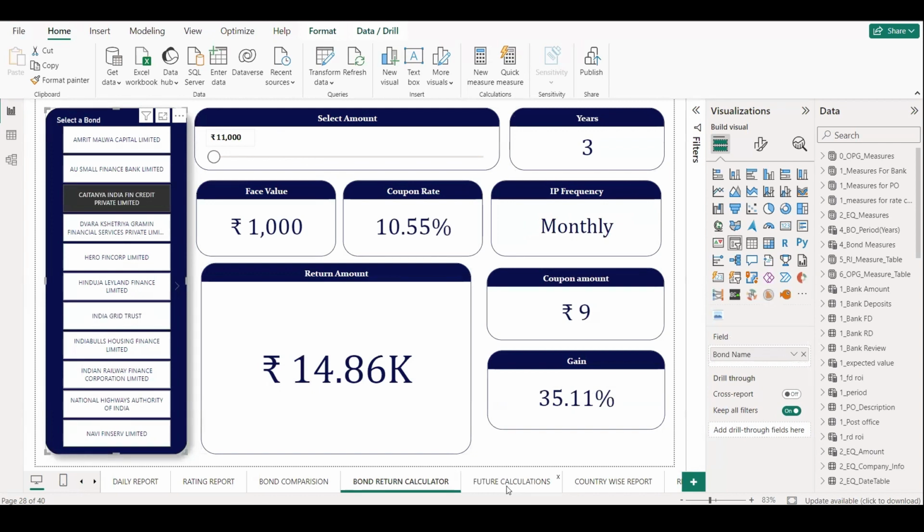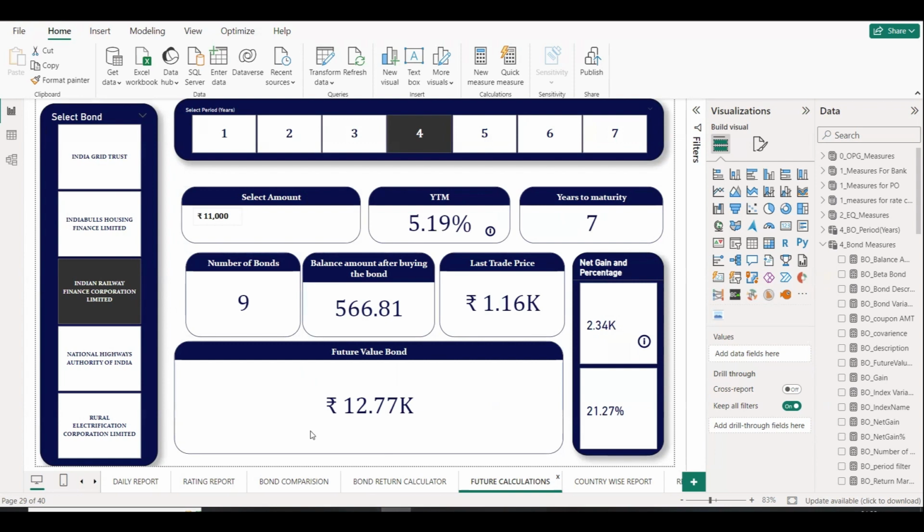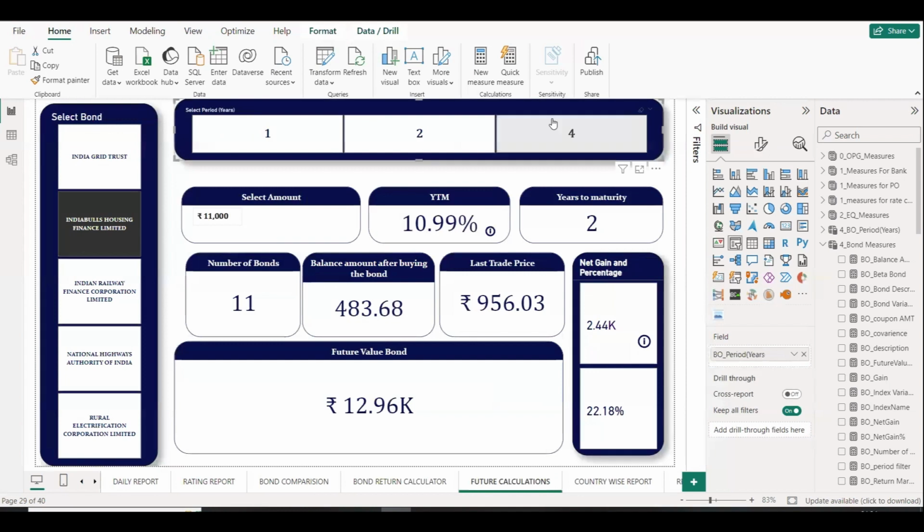For the next page, it's a bit unique. This page is a bit different from the previous one. Here, if you are an individual investor who doesn't want to hold the bond till maturity, but wants to sell the bond in between in the market, your investment goal is specific here. For example, if I am selecting India Housing Board, and it only has 2 years to maturity, I don't want to hold this for 2 years. I'm just selecting and holding it for 1 year.